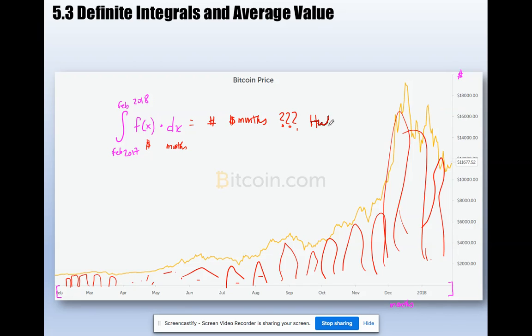Well, I'll tell you what it doesn't mean. It's not the average value. The average value of the Bitcoin prices is a Bitcoin price. It's not a price month, a month price. So what the heck, right? Whatever this number and value is, it's in dollar months. That's meaningless to me. I wonder what I can do.